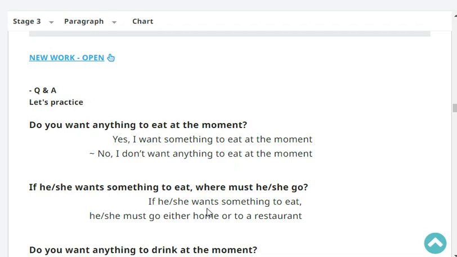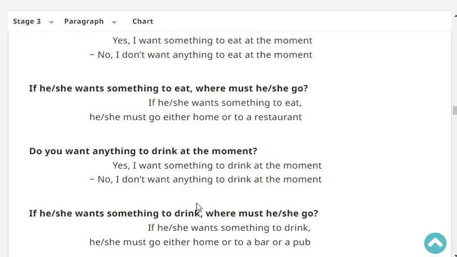If she wants something to eat, where must she go? If she wants something to eat, she must go either home or to a restaurant. Very good.